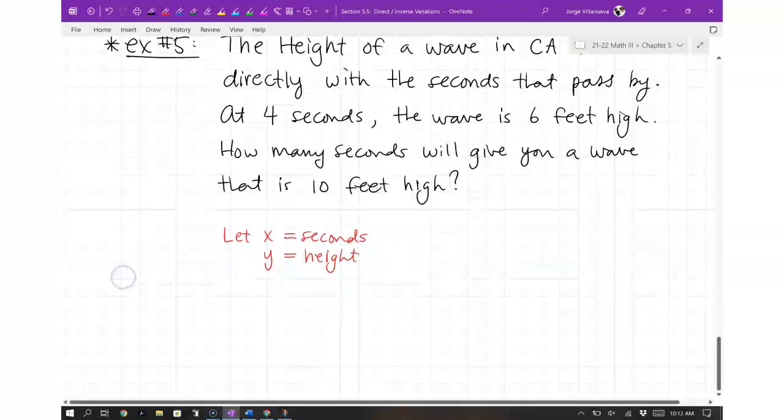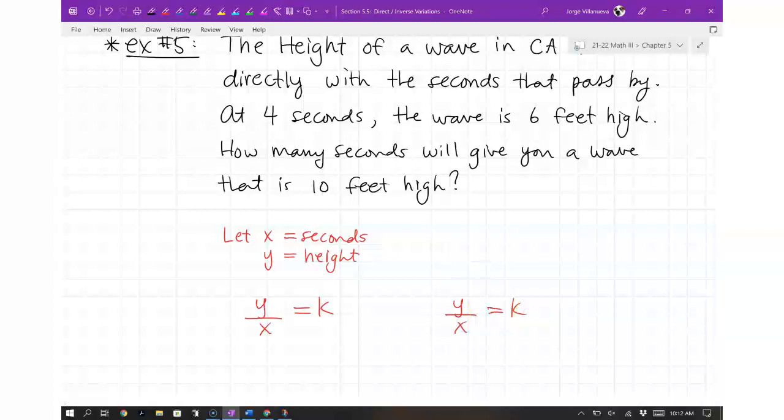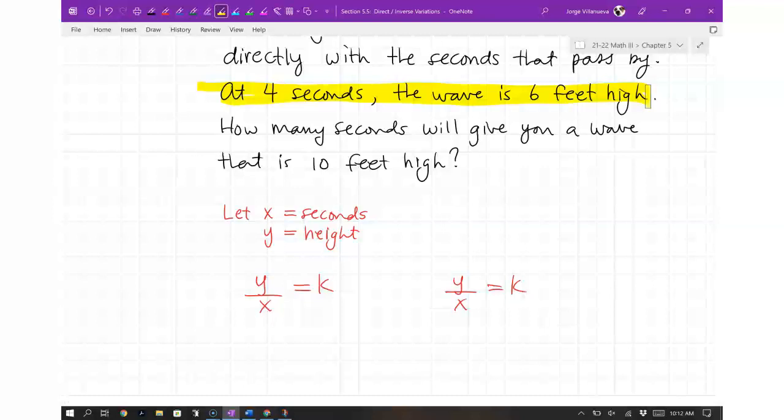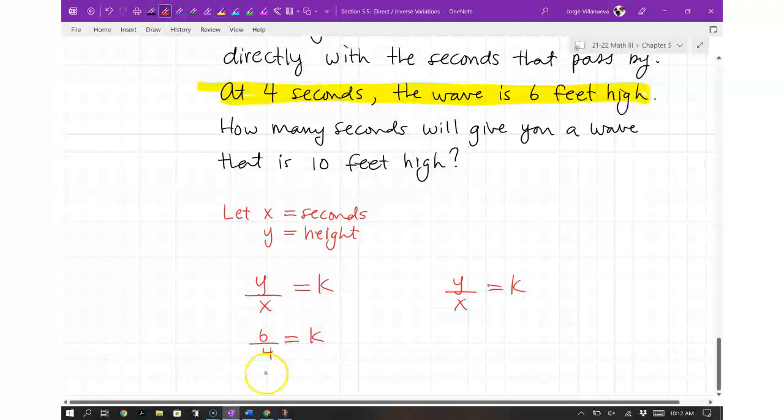Okay. Since they say we vary directly, I'm going to write this equation 2 times. Every time you write it down twice because there are 2 pieces, right? The first piece says at 4 seconds, the wave is 6 feet high. So 4 is x and 6 is y. So 6 over 4 equals k. So k is 3/2.